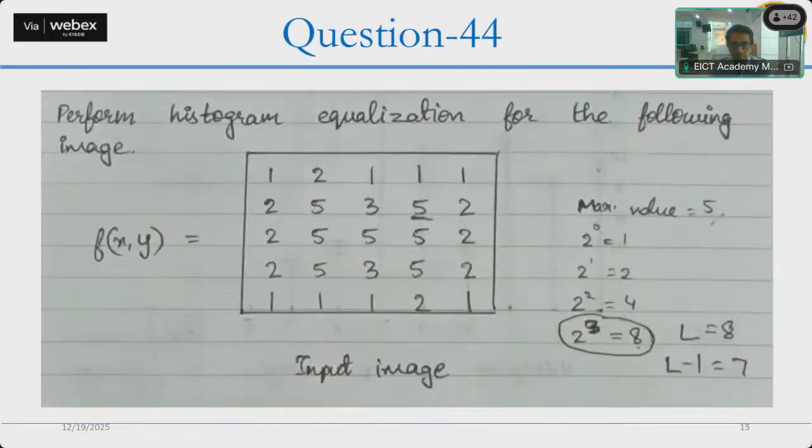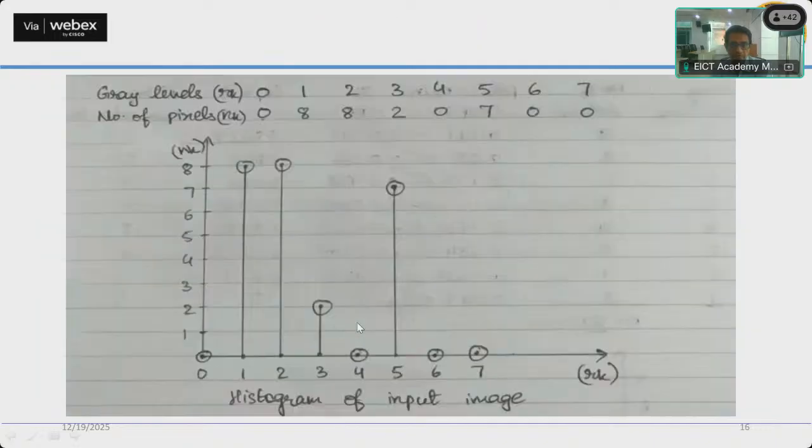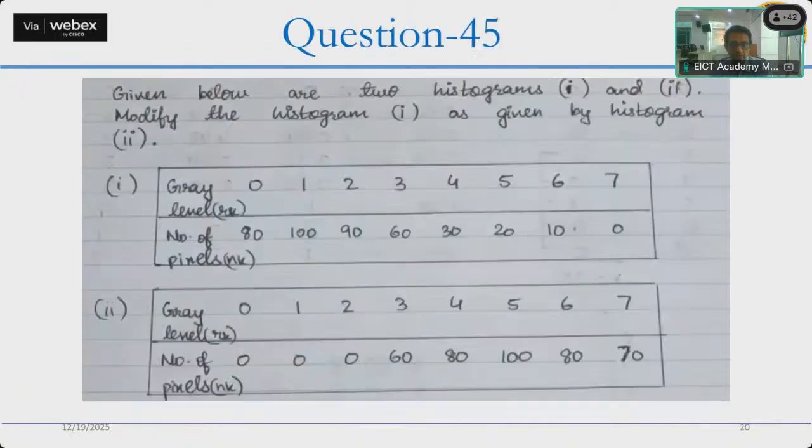Perform histogram equalization for the following image. Again, this is the same problem, and you can do it. It's not a difficult one. Given below are histogram 1 and histogram 2. Modify histogram 1 as given by histogram 2. This is new. What is this concept? Are you able to recall?